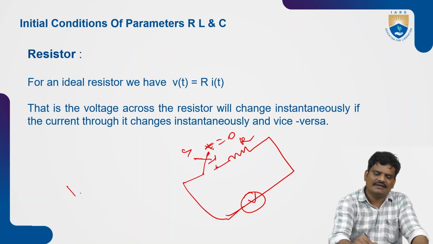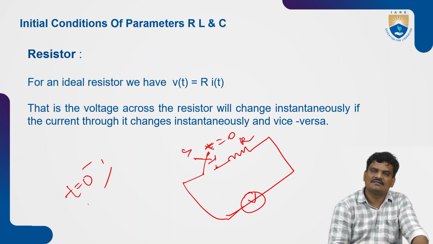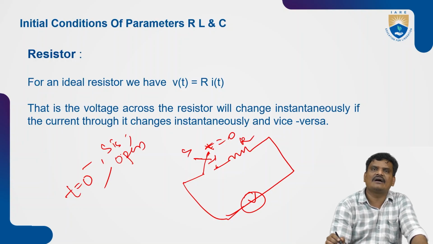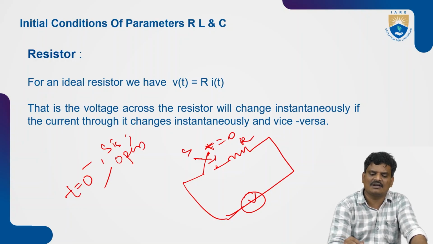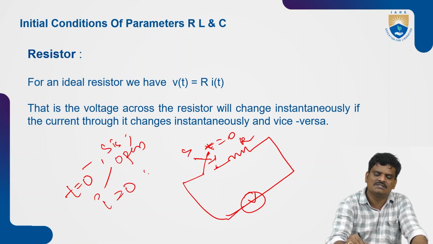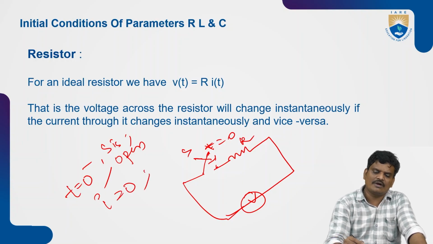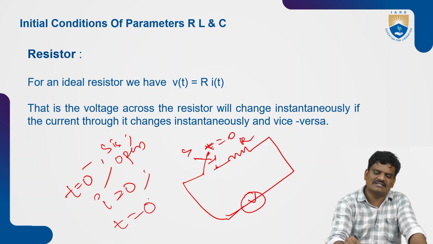So initially, at t equal to 0 minus, that is just before closing the switch, the switch is in open condition. When S is in open condition, the current flowing through the circuit is 0. Now I am trying to close the switch, which is considered as what?